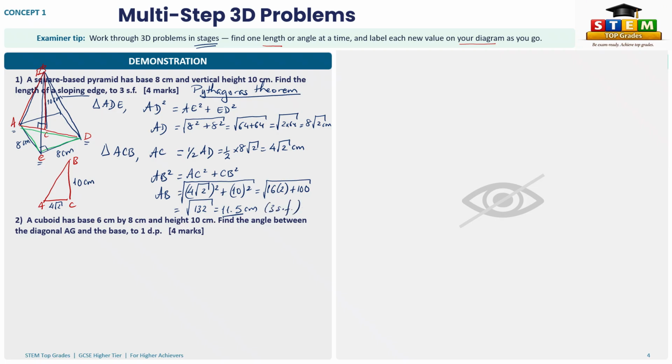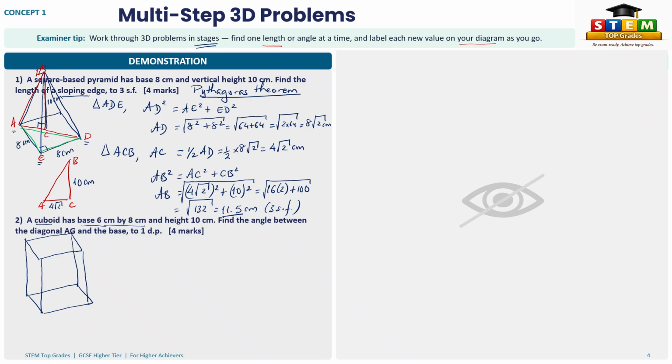Okay, that's one done. The next one is a question on a cuboid, and the cuboid has base 6 by 8. So let's draw the base, 6 by 8. As I said, always draw the bases. In that case, it looks like a parallelogram. And then it is a cuboid this time, so we're going to replicate that base up here, and then we're going to connect the corners, the vertices.